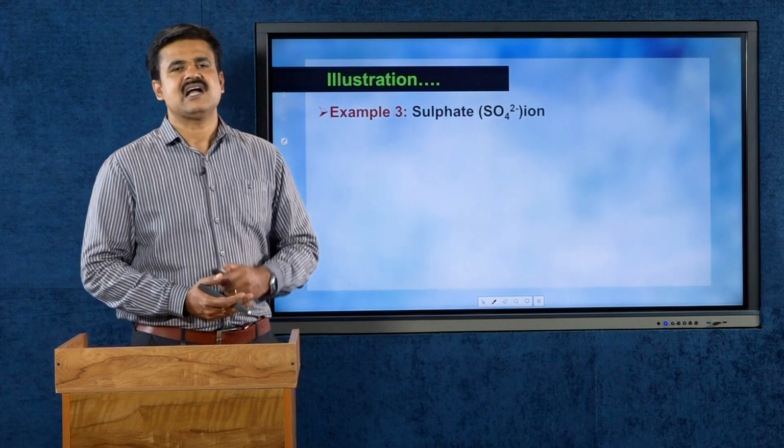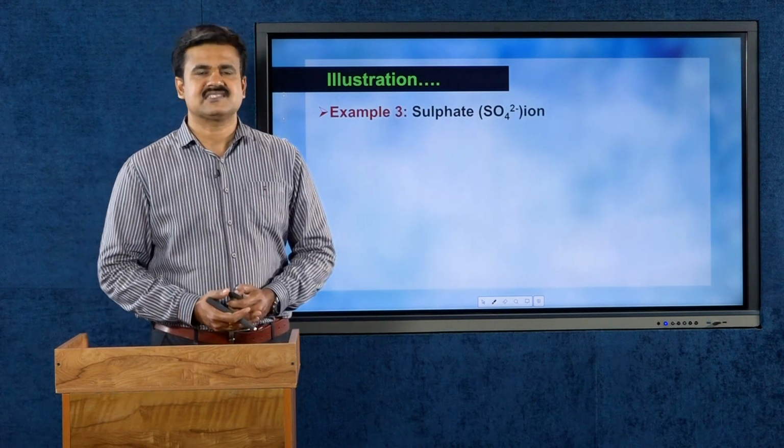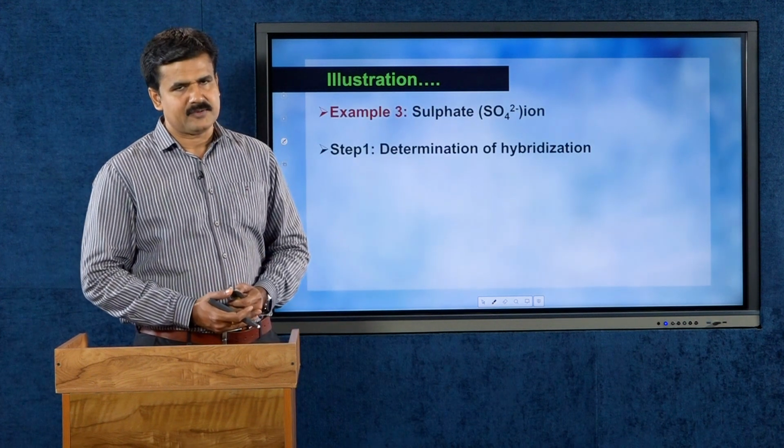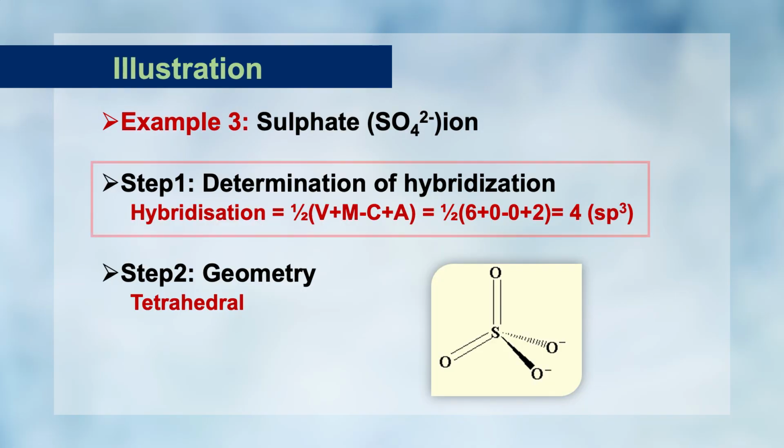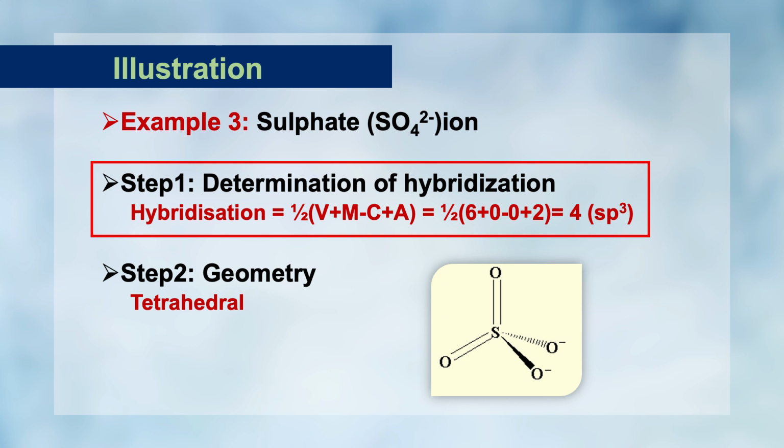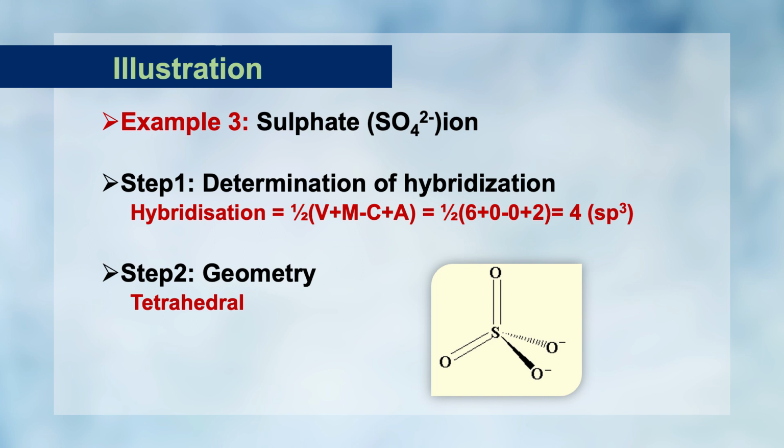Now we are discussing another example, that is nothing but the sulfate or SO4 2 minus ion. Here we are going to determine the hybridization in the first step. As you know, the hybridization is sp3, shown by the central atom sulfur. In the second step, you are going to determine the geometry. The geometry of the molecule is tetrahedral because your hybridization is sp3. This is the geometry of the sulfate ion.